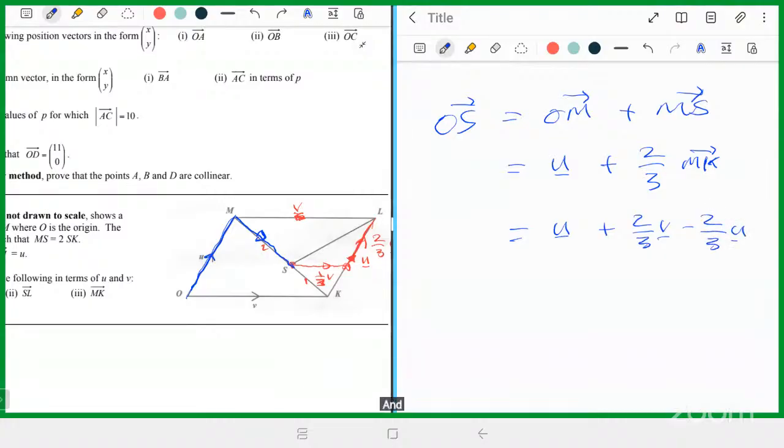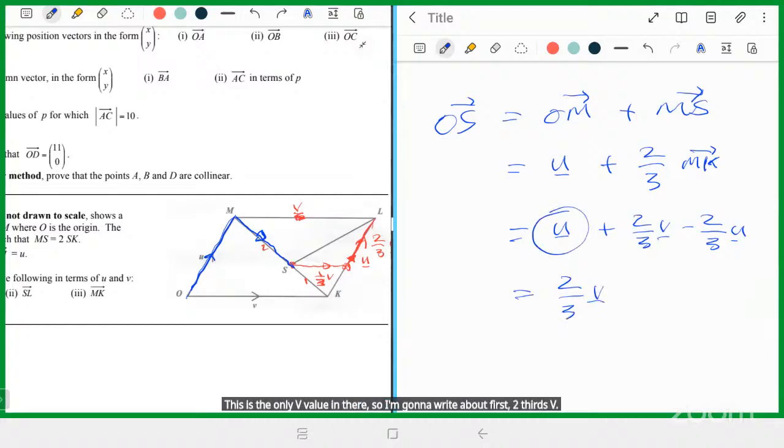And now these are the two U values in there. This is the only V value in there, so I'm going to write that back first: 2/3 V. And then a whole U minus 2/3 U gives you 1/3. A whole minus 2/3 of the same thing is 1/3. I'm going to put plus 1/3 U.